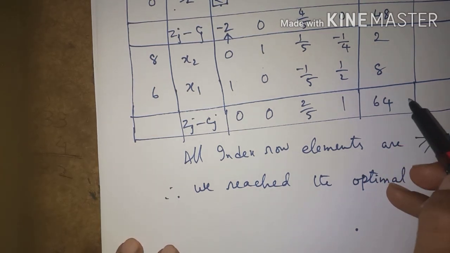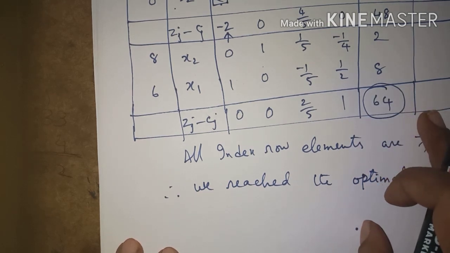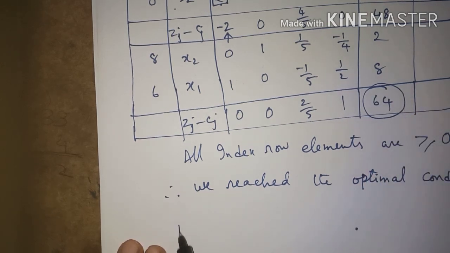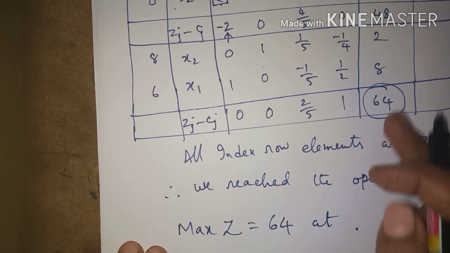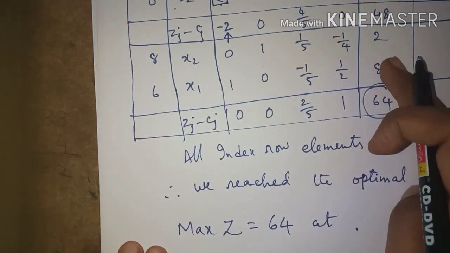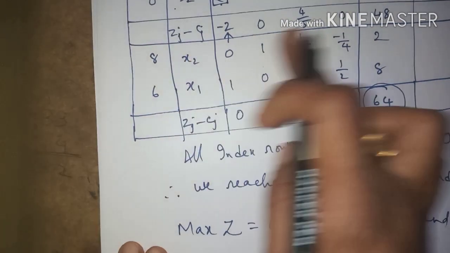Now after reaching the optimality, the right side corner, whatever the value is there, that value is the max z. Max z is equal to that 64, at x1 is equal to 8 and x2 is equal to 2.